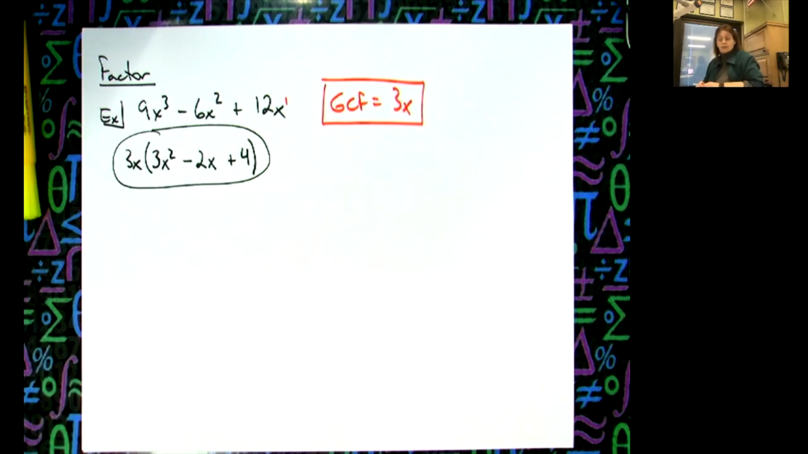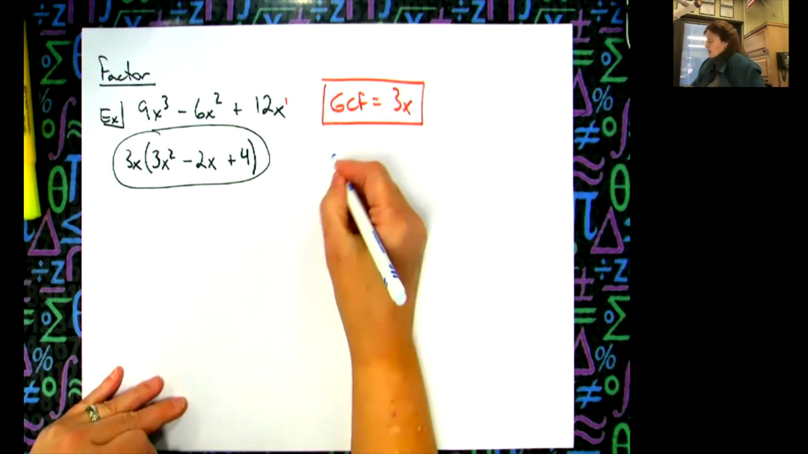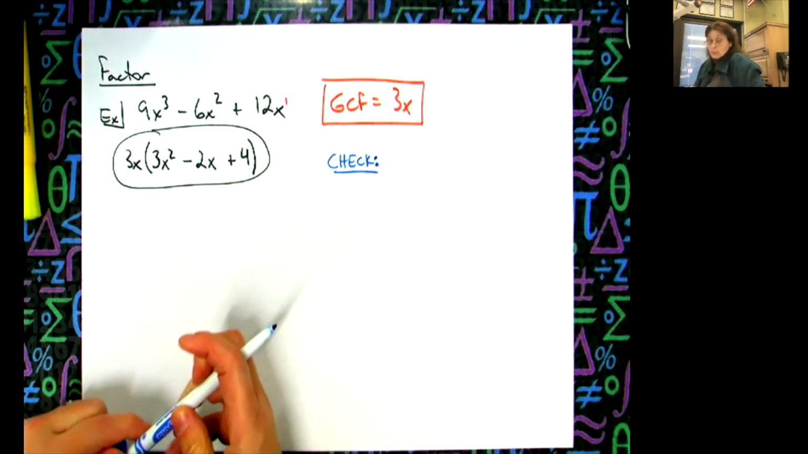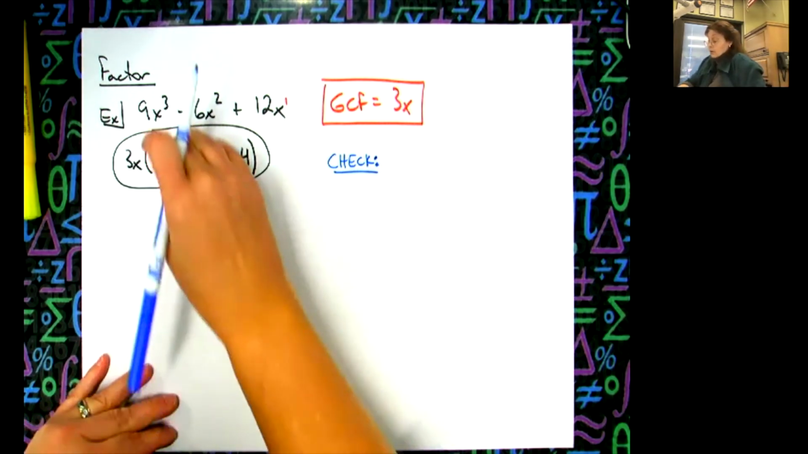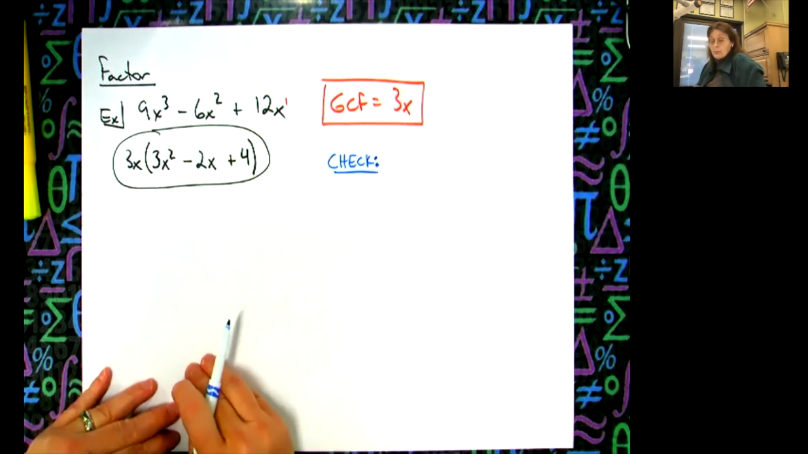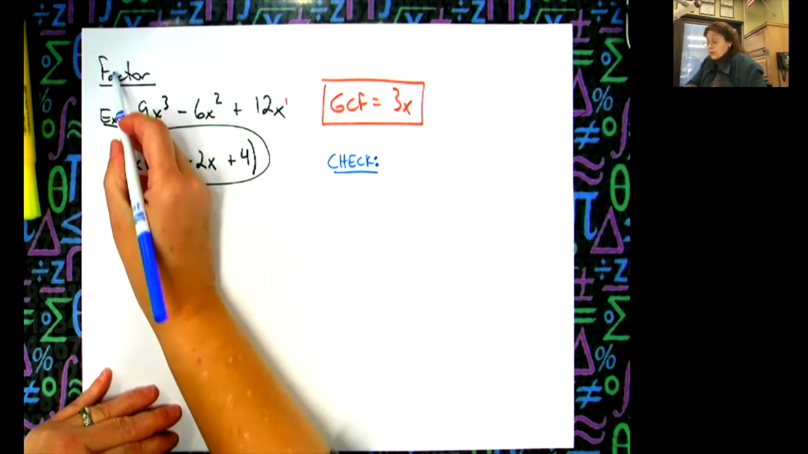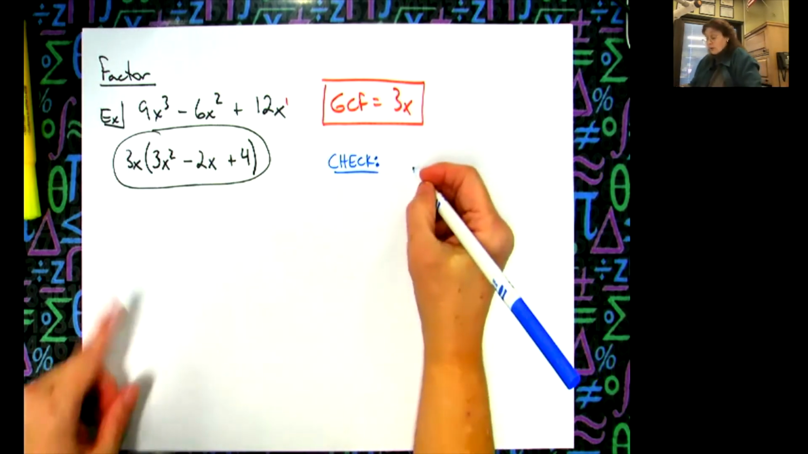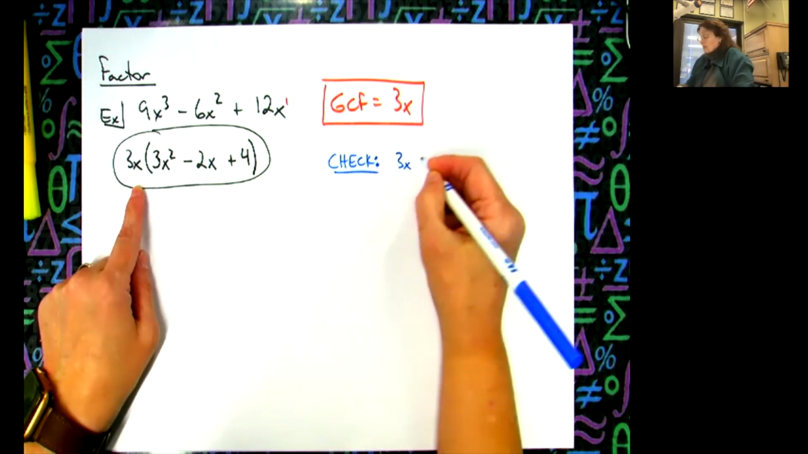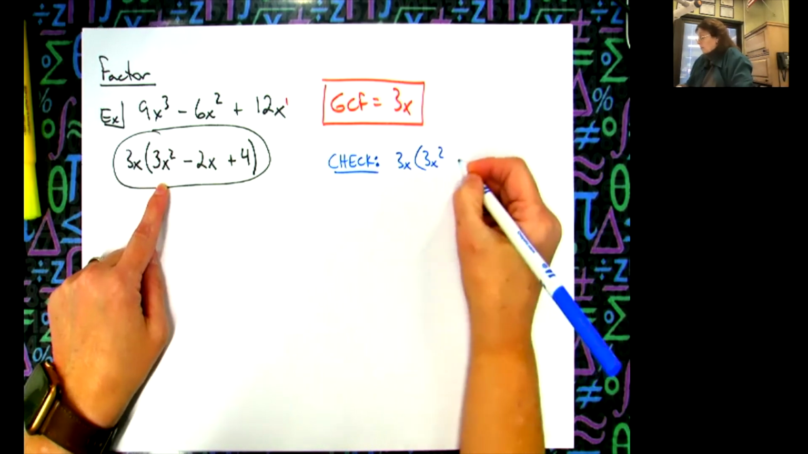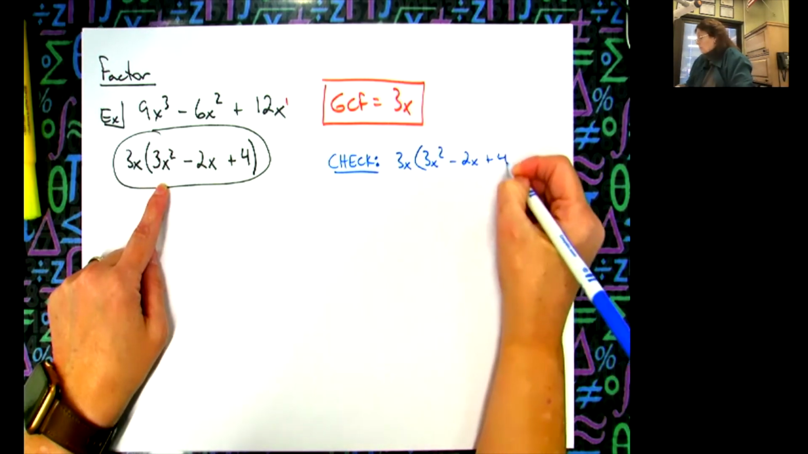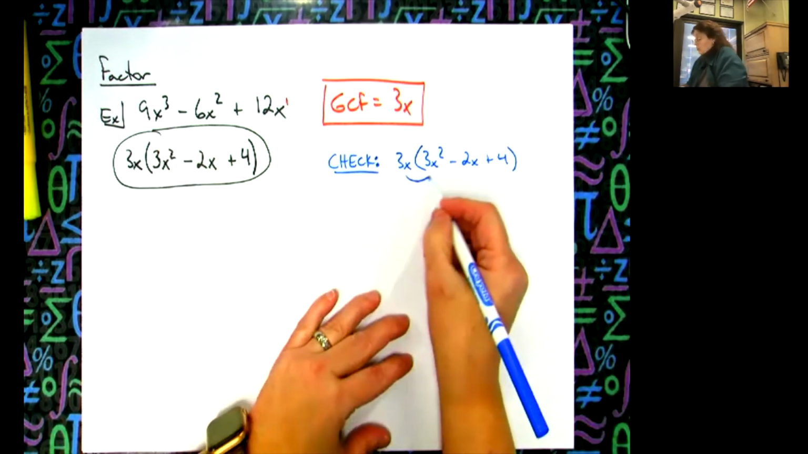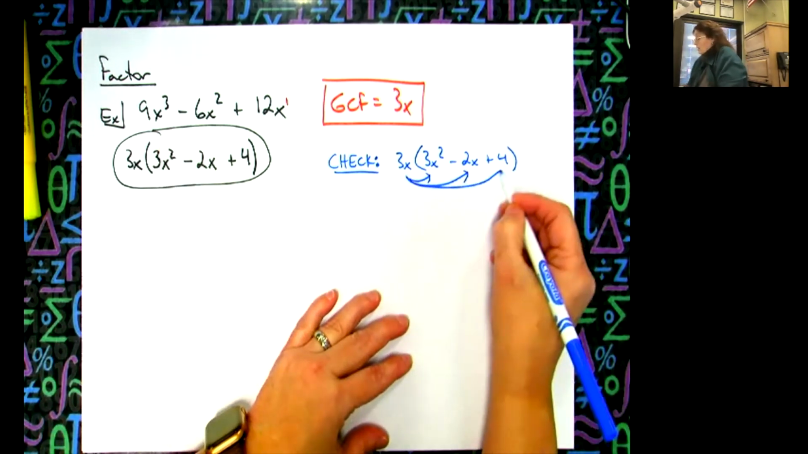Now if you want to check, you can check. But if you're going to check, clearly indicate on your paper that you are checking. Don't just take this and keep working right below it, because the direction said factor, so this is where you stop. That's your answer. Now if I want to check, I take the answer that I just got, distribute it out, multiply it out, and see if I get the original problem.